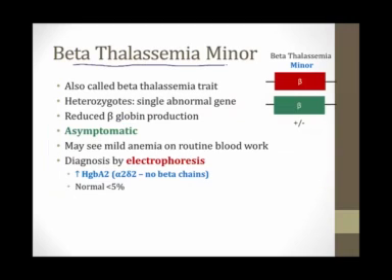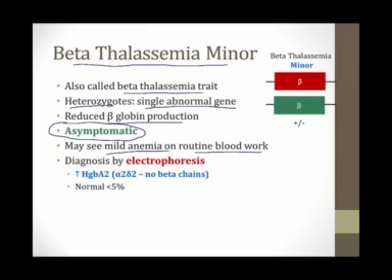So beta thalassemia minor occurs when patients are heterozygous and have 1 abnormal beta gene. This condition is also called beta thalassemia trait. And these patients have reduced production of beta globins, but they still make enough beta globins so that they usually remain asymptomatic. The way these patients are often identified is by detection of a mild anemia, a microcytic anemia, on routine blood work. The diagnosis is made by electrophoresis.